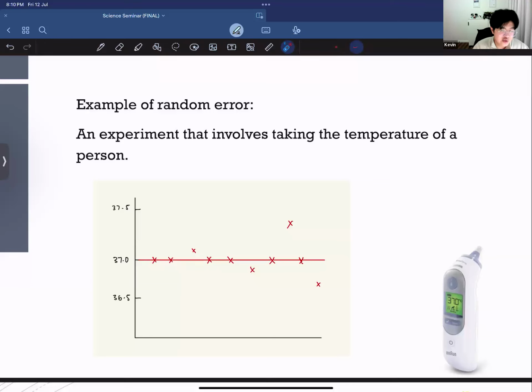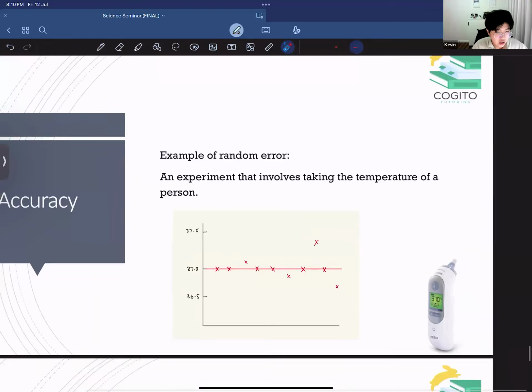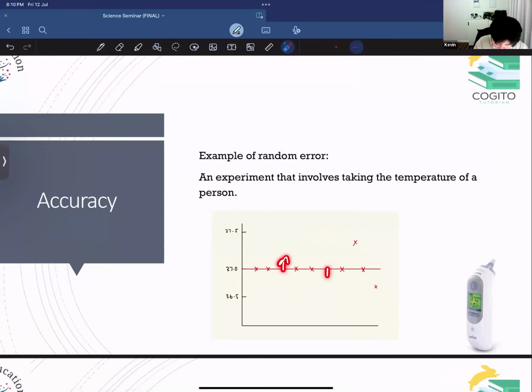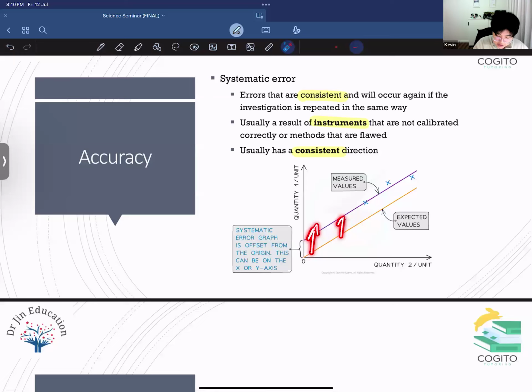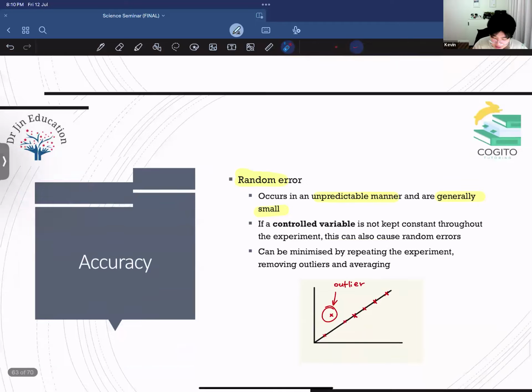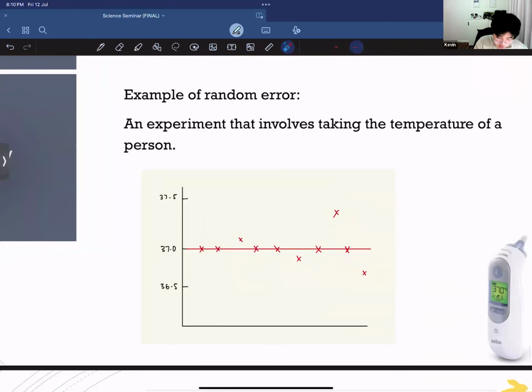But what's the difference between this and systematic error? Well, look, this one goes up, it goes down, it can be up, it can be down. There's no direction, it's both ways. But for a systematic error, look at it. Systematic error is always in the same way. It's always in a consistent direction. And then look at this random error. This one's slightly higher, slightly lower, slightly higher, slightly lower.